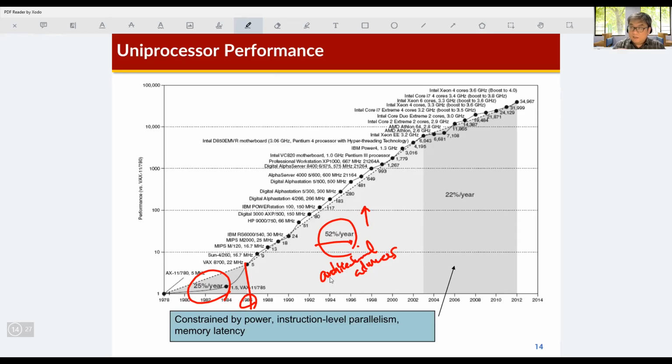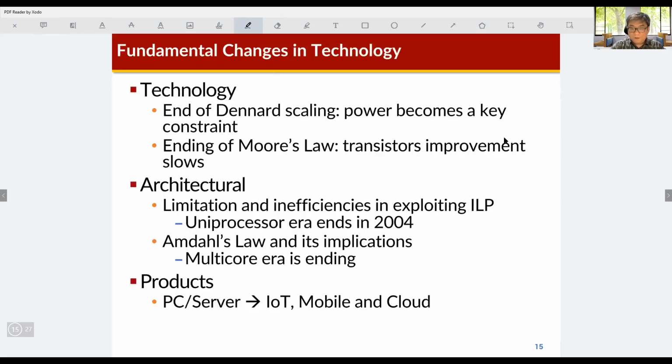So lots of architectural ideas were applied to the CPU architecture. So that's why after the late 1980s, the performance of the single core CPU increased dramatically. But as you can see, recently the performance is increasing by 22% per year. So actually, it's great also, but it is saturating.